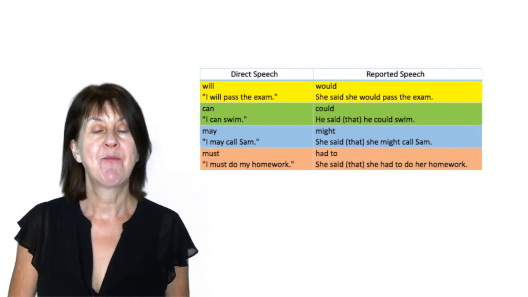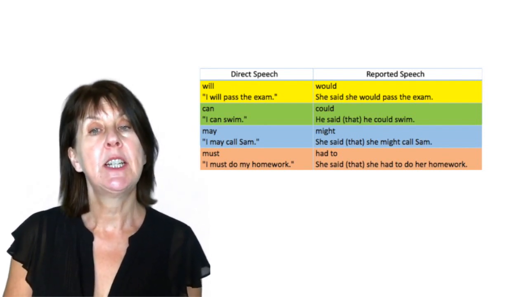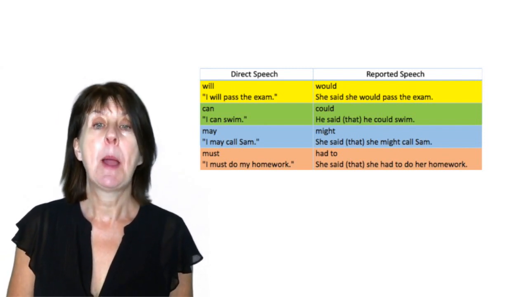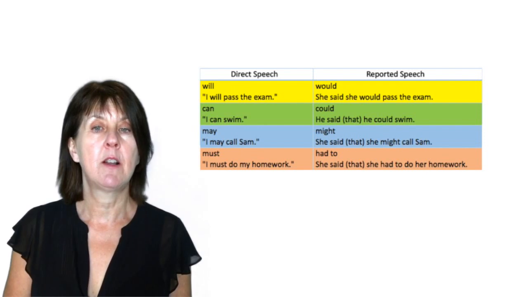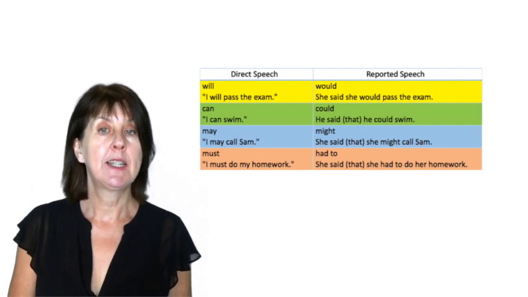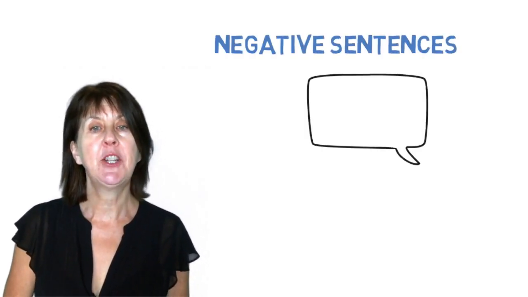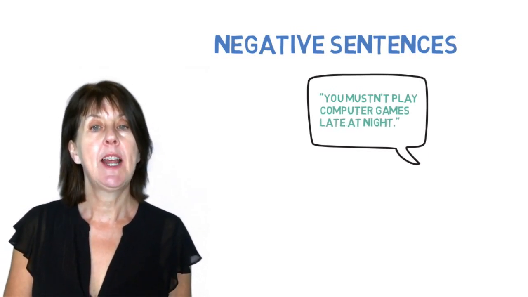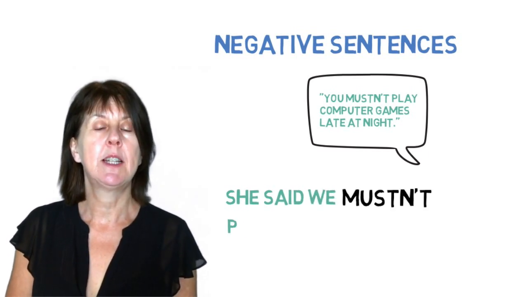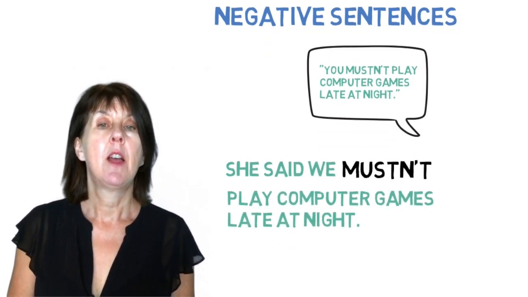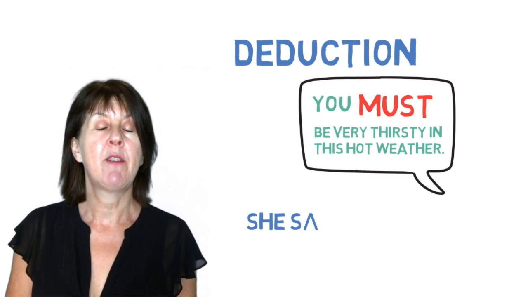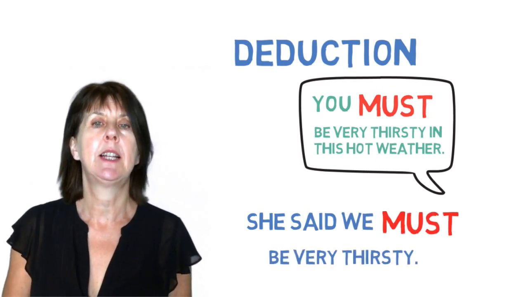Must becomes had to. "I must do my homework" becomes "She said she had to do her homework." Again, notice the pronouns changing. Here we have my homework, which changes to her homework. However, we have to use must in reported speech for two situations. Number one, with a negative. So in direct speech, you say "You mustn't play computer games late at night." In reported speech, we say "She said we mustn't play computer games late at night." So it stays as mustn't. And also for deduction, "You must be very thirsty in this hot weather." "She said we must be very thirsty." You can't use had to in this case.